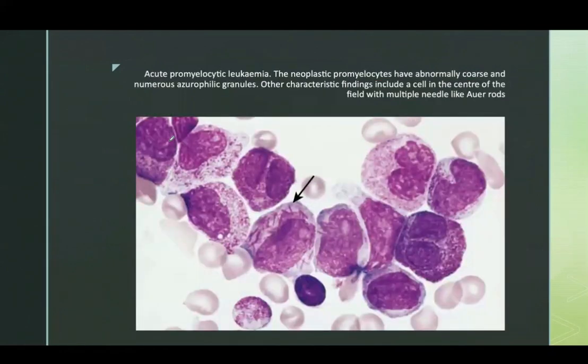Then again, another picture for part 2 people. These are neoplastic promyelocytes, with numerous azurophilic granules and multiple Auer rods, needle-shaped structures. The picture I am posting is of good definition. I believe and I pray that your part 2 exam centers have a good system, and are sensible enough to post high definition pictures. These are multiple needle-shaped Auer rods.